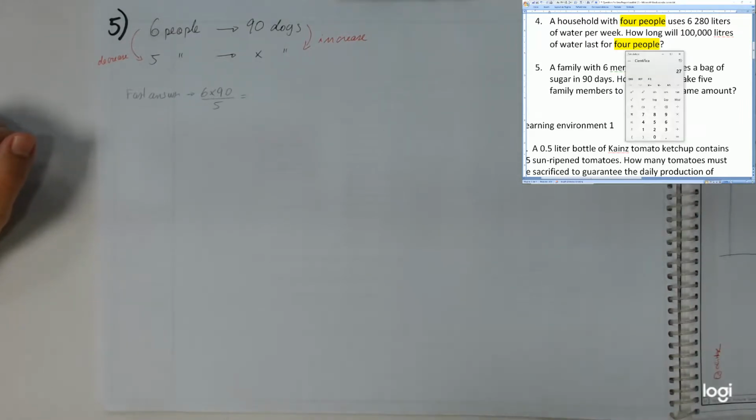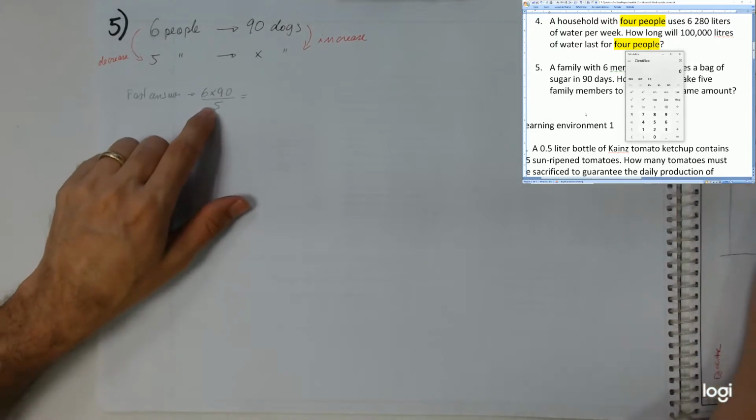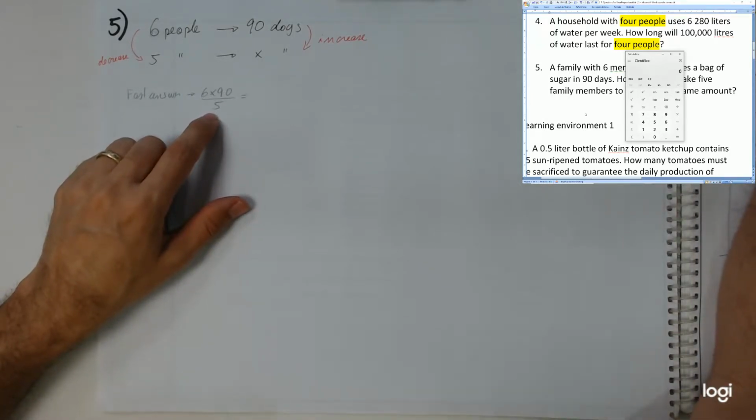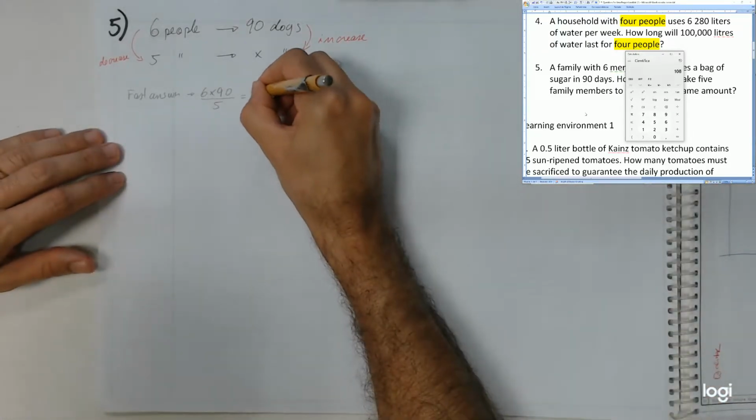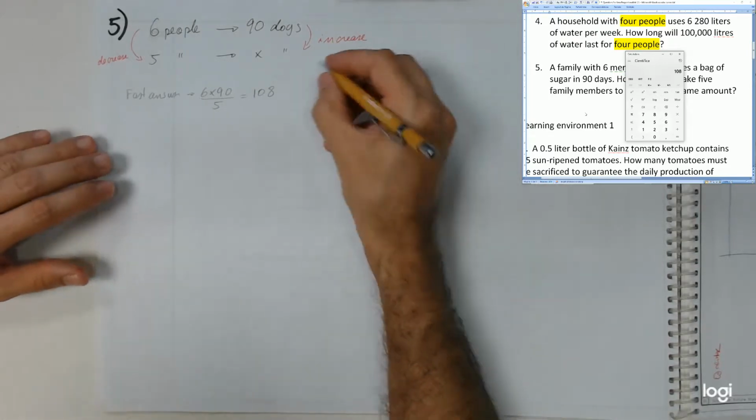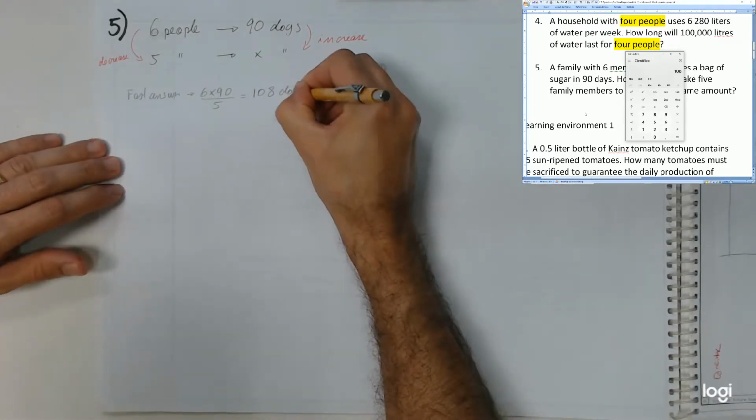Where is the calculator again? Okay, 6 times 90 divided by 5. Okay, 108. The answer is just 108 days, and it's done.